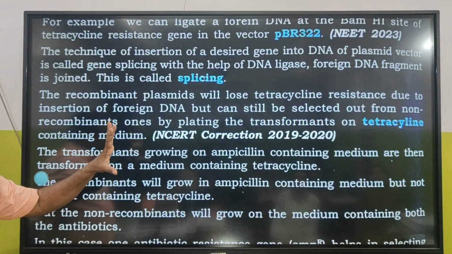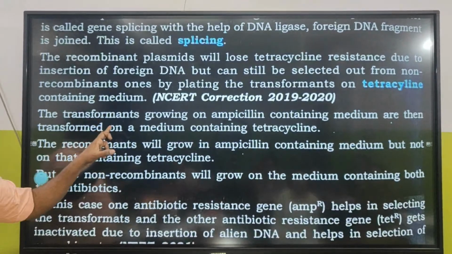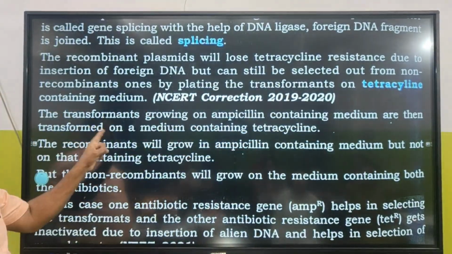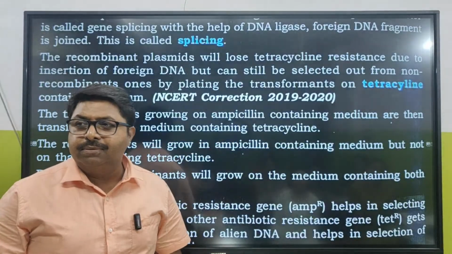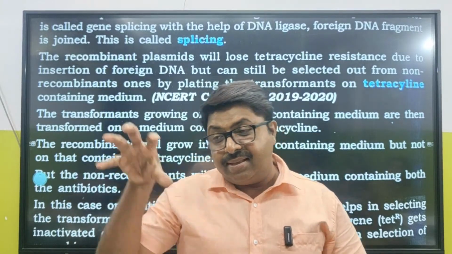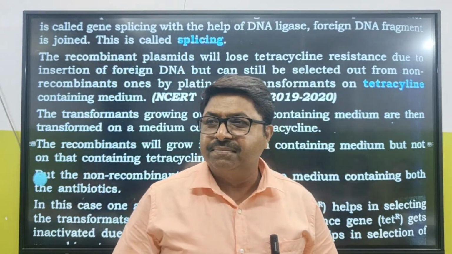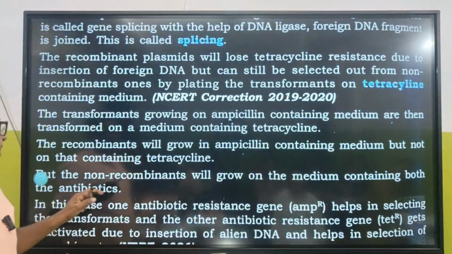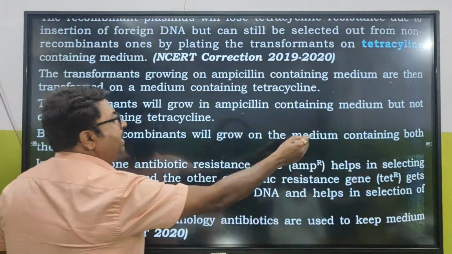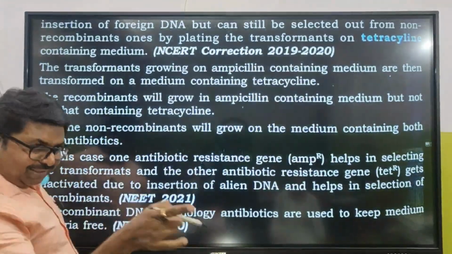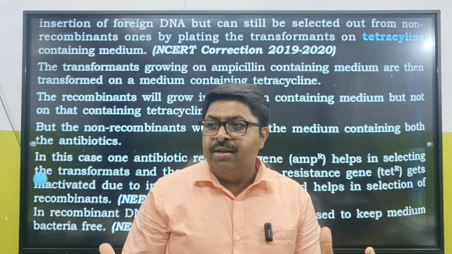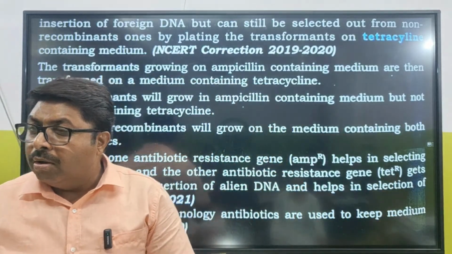Confusing? Got the point? Now, the transformants growing on ampicillin-containing medium are then transferred to a medium containing tetracycline. So first, where have we grown them? Ampicillin. Second, you have taken the same bacteria and put them where? Tetracycline. Second process. But the non-recombinants will grow on the medium containing both antibiotics. Now you have taken both ampicillin as well as tetracycline, so they are going to grow.